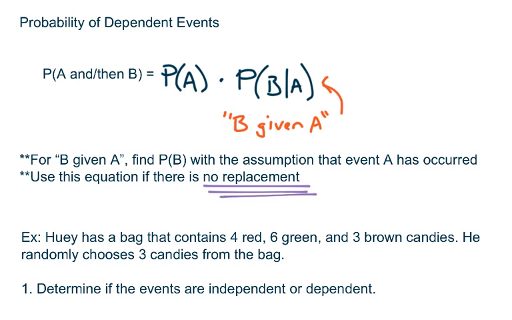Okay? We're not going to put the card back. We're not going to put the sock back in the drawer. We're not going to put the marble back in the bag. Okay, so there are our fractions, our probabilities change for that second event because our sample size or our sample space is just slightly different than the first time.